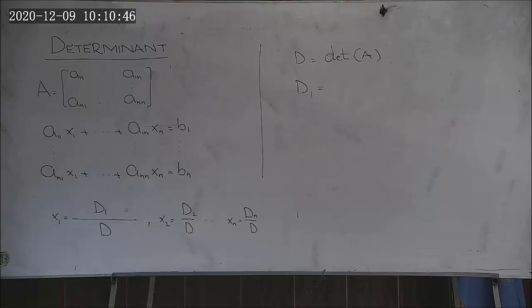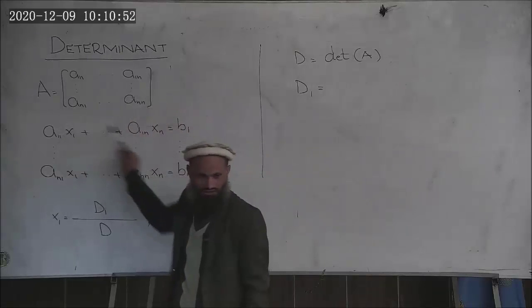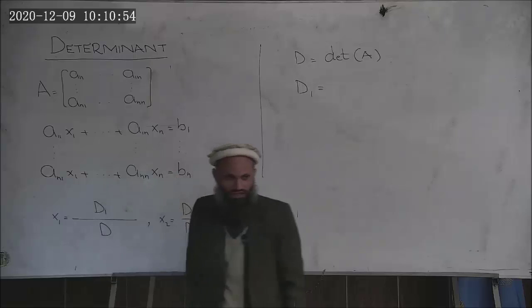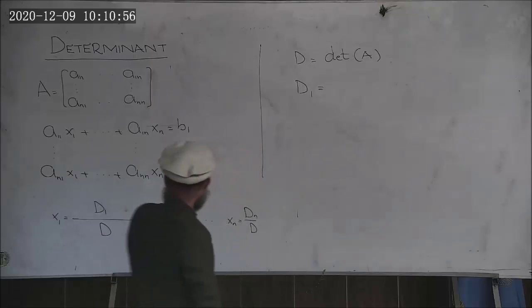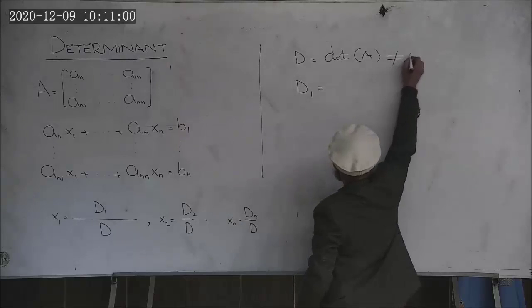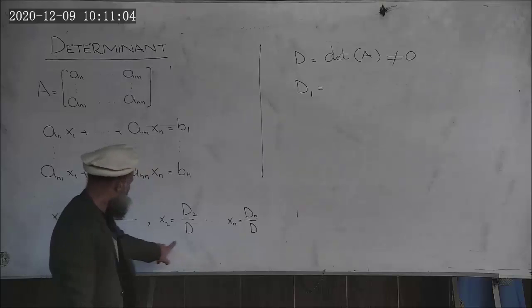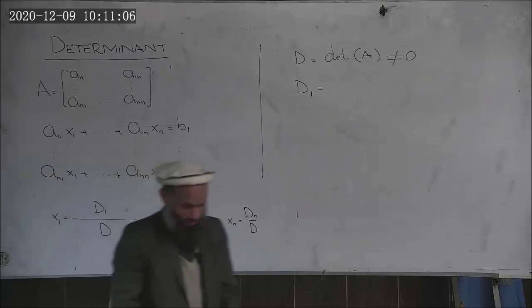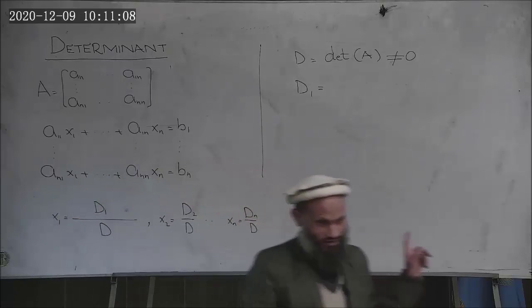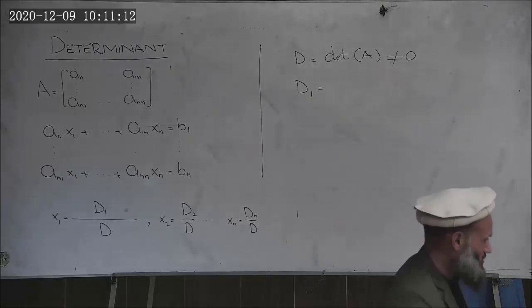There are two conditions. First, the matrix must be a square matrix, that is, the number of equations is the same as the number of unknowns, and the second condition is that this determinant is not equal to 0. If this determinant is equal to 0, then you cannot use this approach. So this approach is utilized only when there is a unique solution for the system of equations.